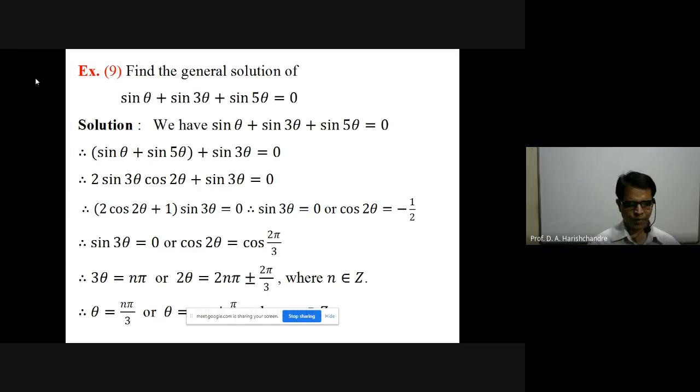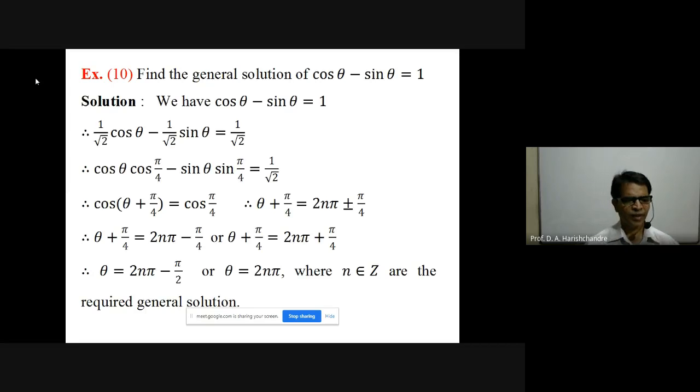So according to that formula, the solution of this trigonometric equation is given by 2 theta is equal to 2n pi plus or minus 2 pi by 3, n belong to z. Okay. Now these solutions can be transformed in the form of theta so that we are getting the general solution of the original trigonometric equation, and the solution will be theta is equal to n pi by 3 or theta is equal to n pi plus or minus pi by 3, n belong to z.